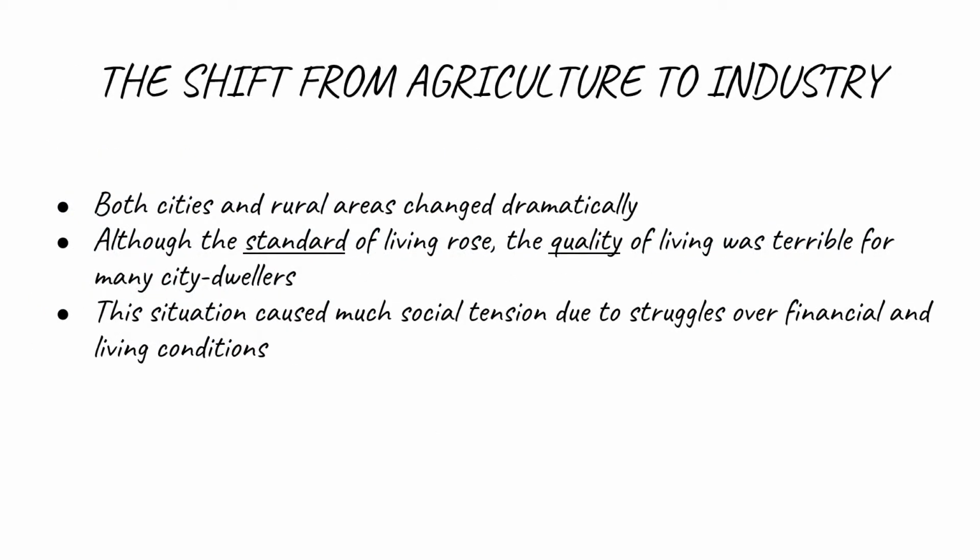So, due to the shift from agriculture to industry, both cities and rural areas changed a lot. In cities, although the standard of living was higher than it had ever been due to the new technologies and factory-produced comforts, the quality of living wasn't so great in these large industrial parts of the country, and this aroused a lot of social tension.